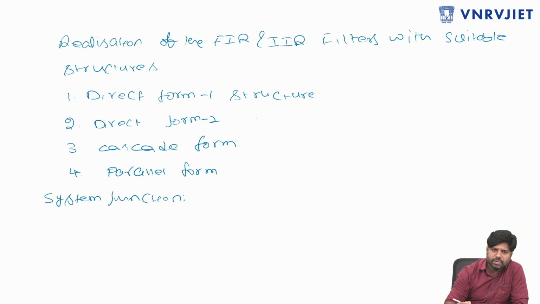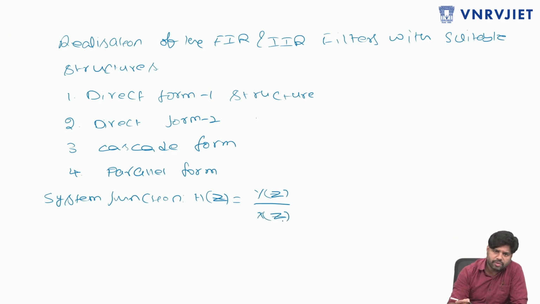System function is nothing but the transfer function. Transfer function here in digital signal processing, we can define as the Z transform of the output by the Z transform of the input, which is nothing but the system function, and it is denoted with H of Z. So mathematically it can be written as Y of Z by X of Z.